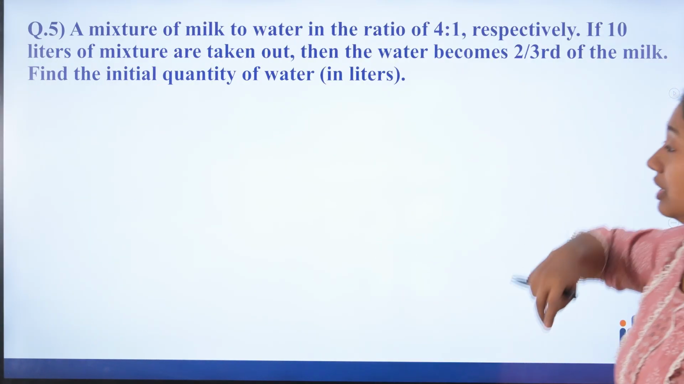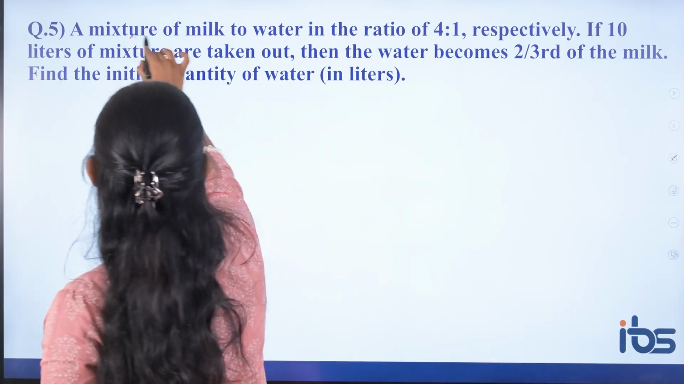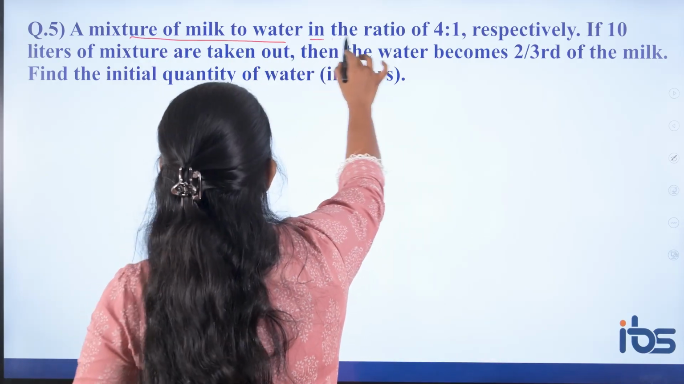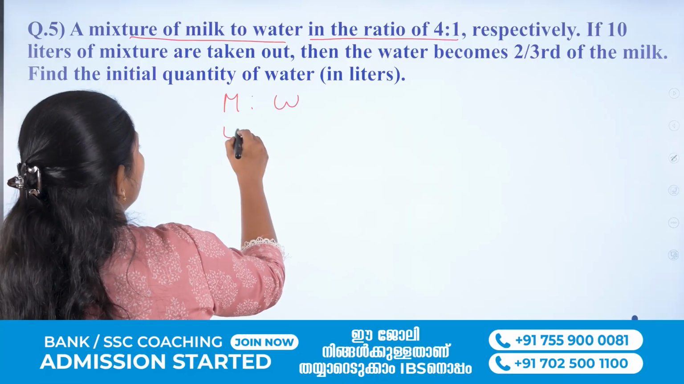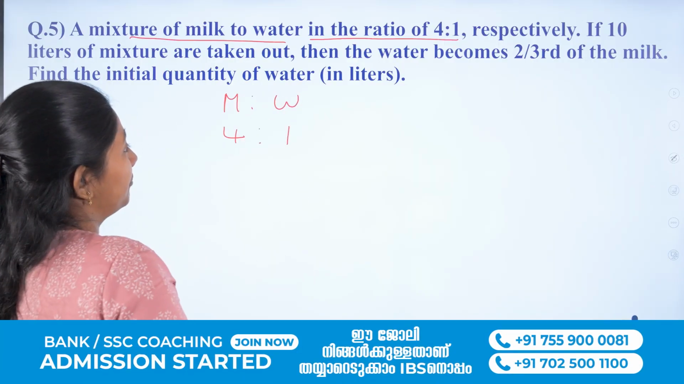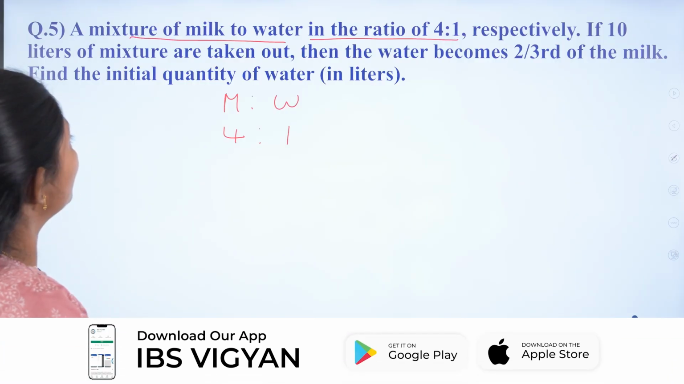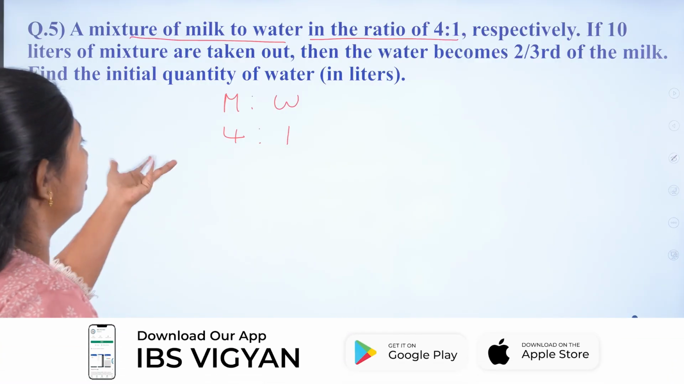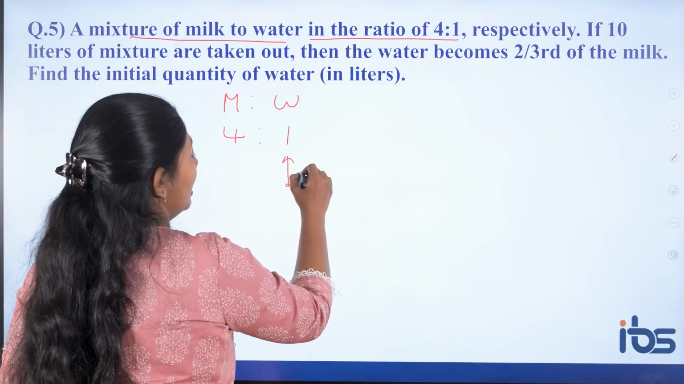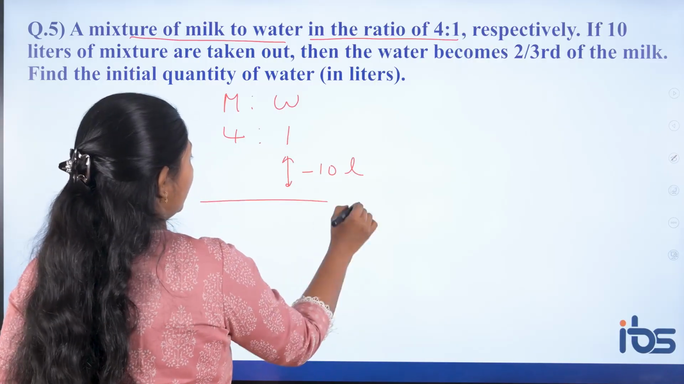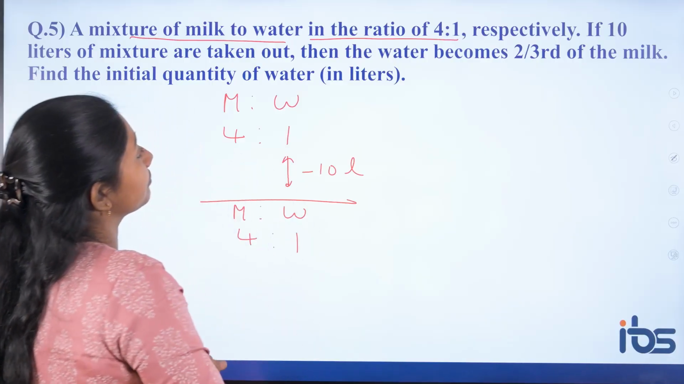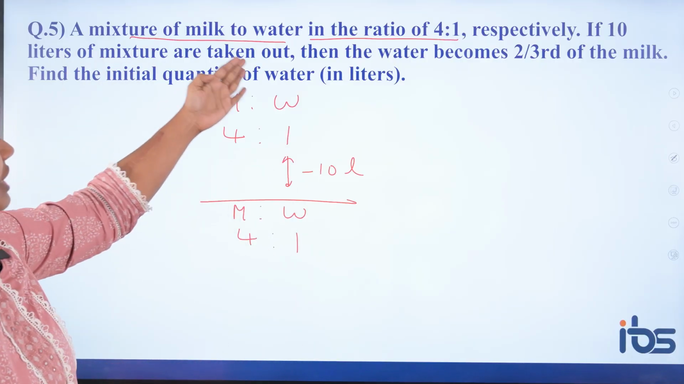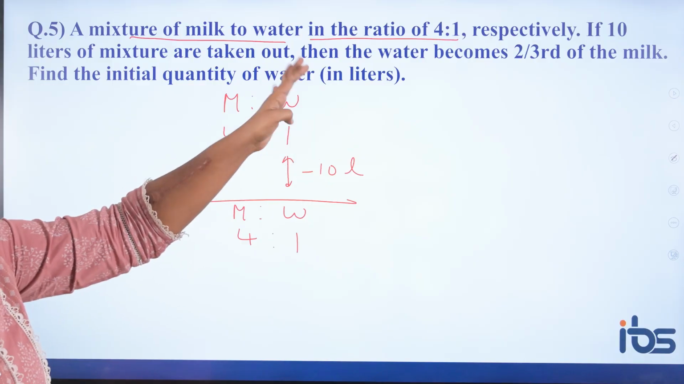So next one. A mixture of milk to water is in the ratio of 4:1. If 10 liters of mixture has been taken out, and the remaining mixture is now 4:1. 10 liters has been taken out, then the water becomes 2/3 of milk.